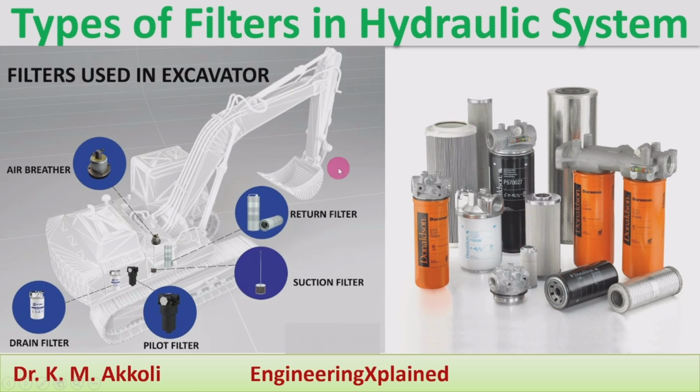Because of that, at various stages, filters are used, and those filters will filter the oil, and the pure oil will flow in the system to perform the required function. The function of the filter is to remove the contaminants from the hydraulic fluid or working fluid. There are different types of filters used to filter the hydraulic fluid, and I am going to discuss those. The first classification is based on filtering methods.